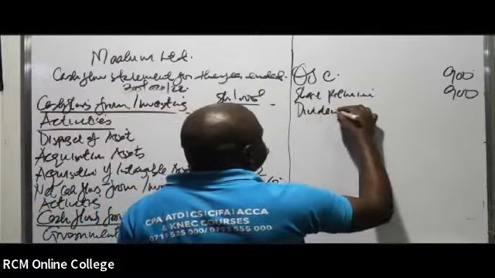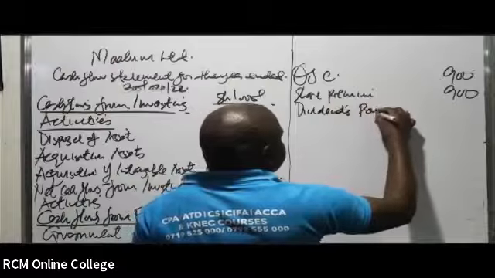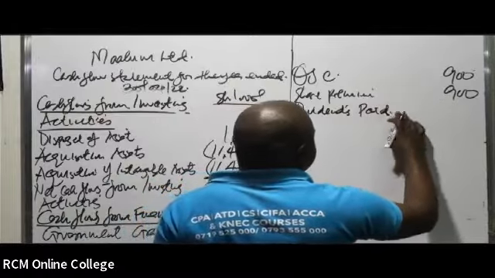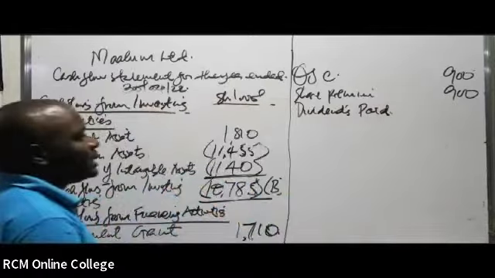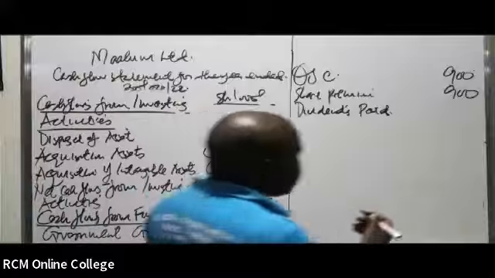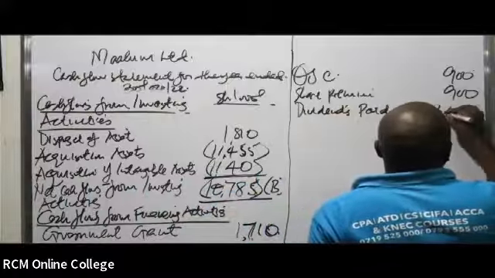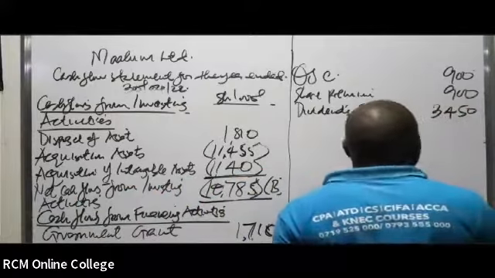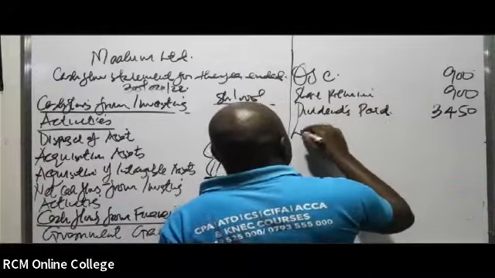Then for the dividends paid, there's a figure we got. I think we prepared a retained earnings account. There's a figure we got for the dividends paid. Dividends paid, we were getting how much? 3450. We were getting 3450.